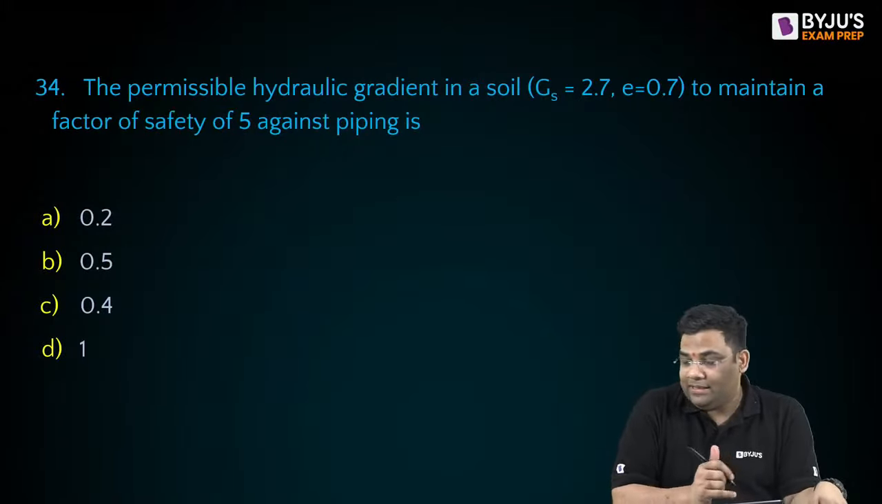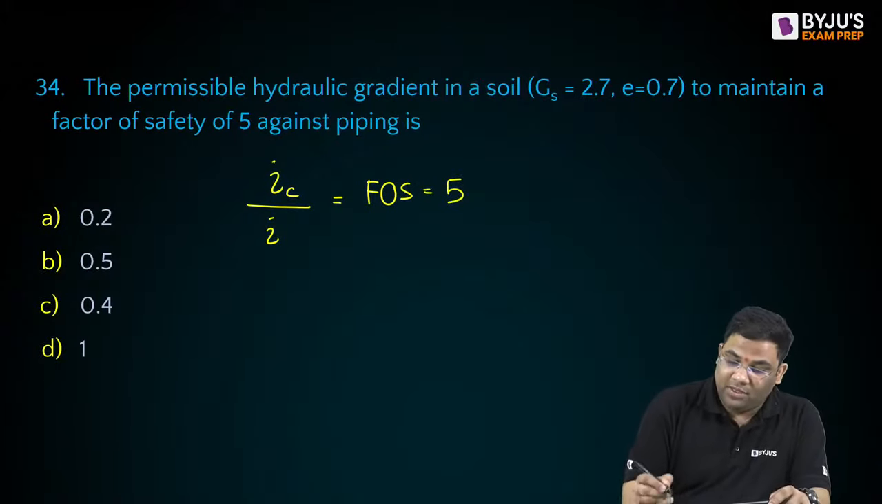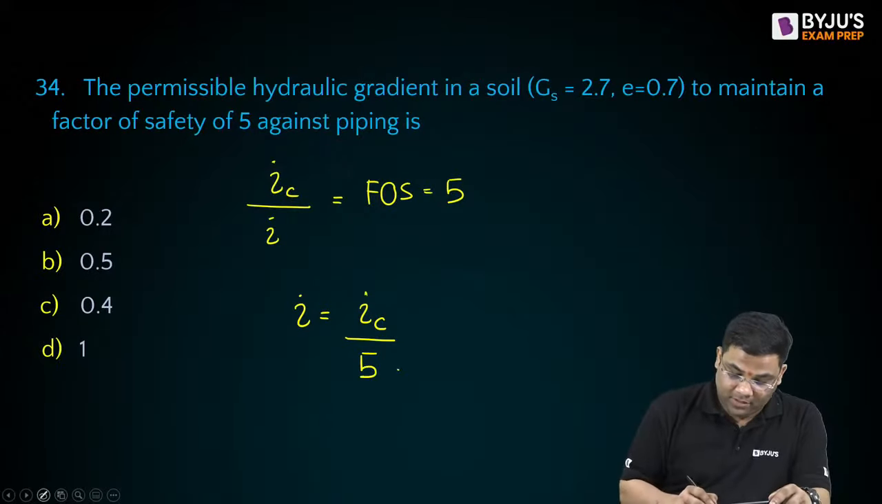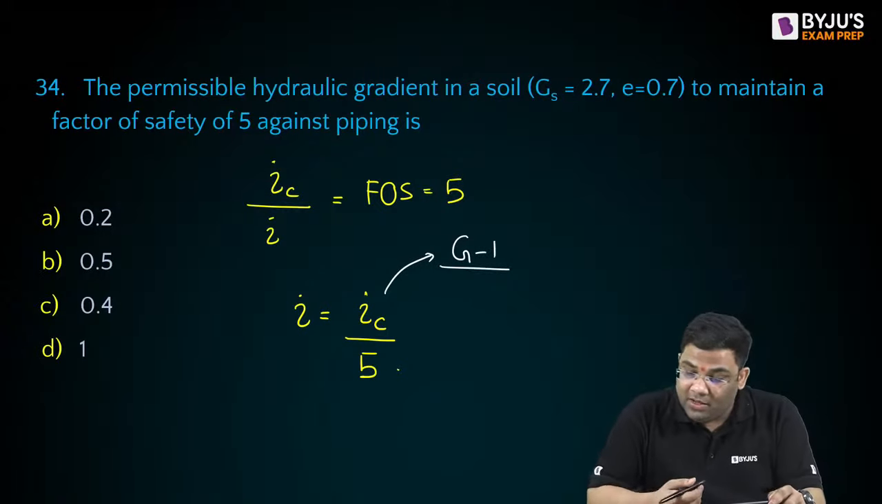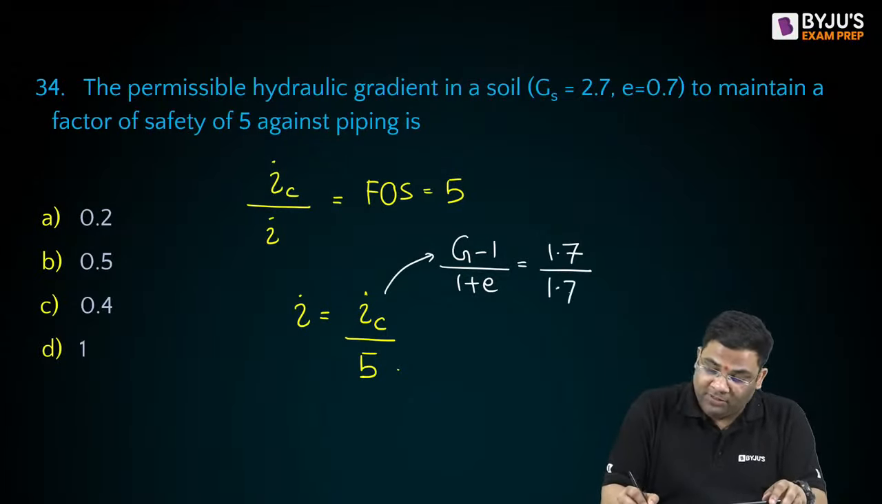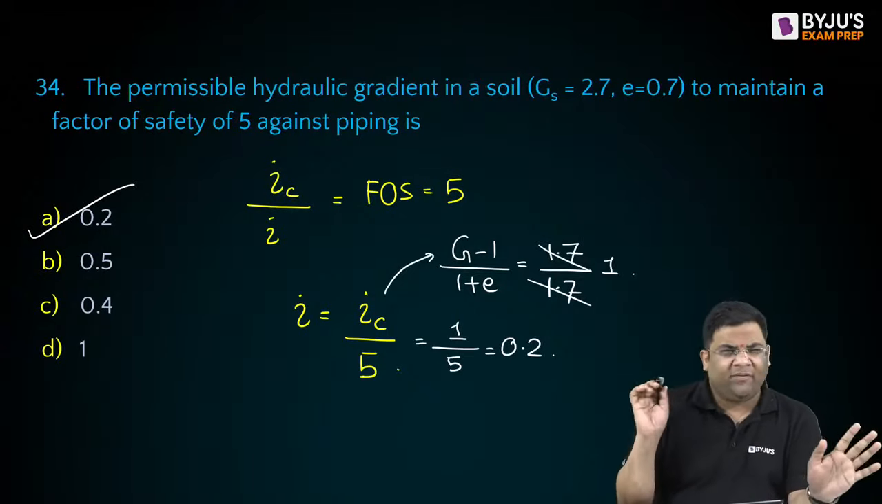Permissible hydraulic gradient. So IC by I, that permissible one, is equal to your factor of safety, which is given as 5. So from here, your permissible hydraulic gradient will be critical hydraulic gradient divided by 5. So what is your critical hydraulic gradient? We have seen the earlier formula, (G minus 1) by (1 plus e). G is 2.7, so 1.7, and e is 0.7, so 1.7. So your IC is coming 1. So this will be 1 by 5, that is equal to 0.2. First answer. Very straightforward question.